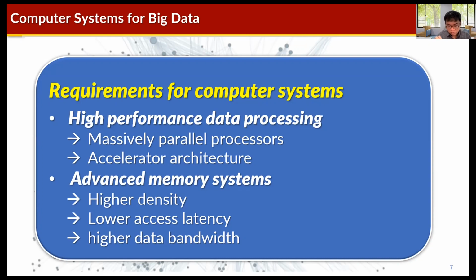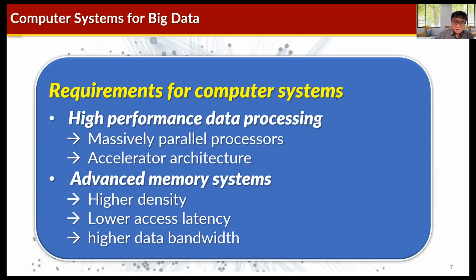And then what are the main features of DDR5? Actually, the main feature of DDR5 is the higher data bandwidth. Why do we need this higher data bandwidth in the memory systems? It's because with this advanced memory system, we can reduce the data movement cost in the computer systems, and then the overall performance can be improved.